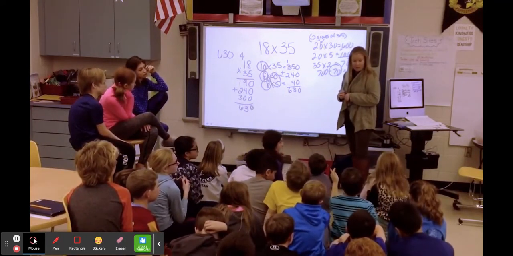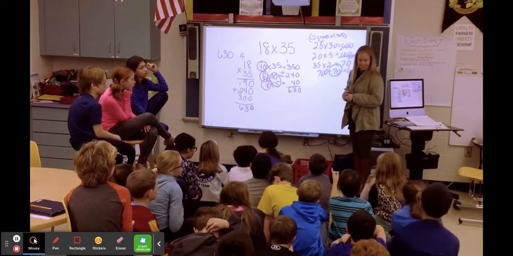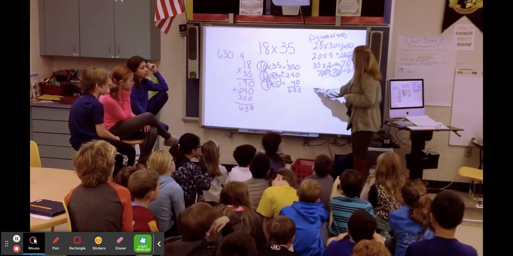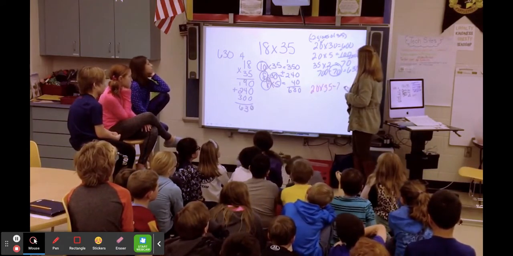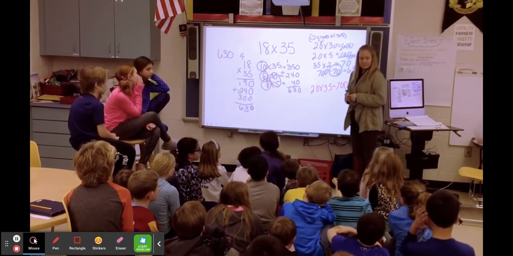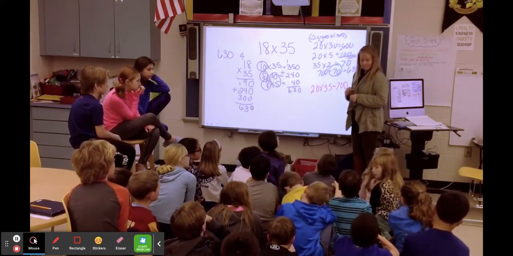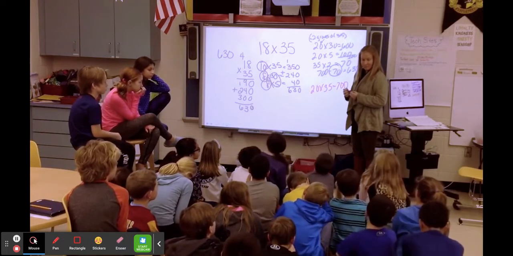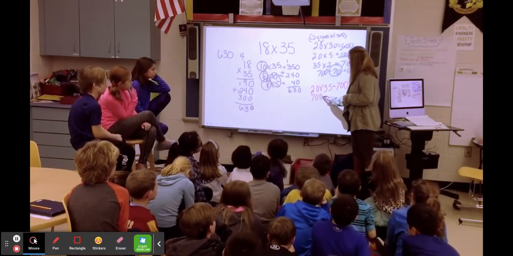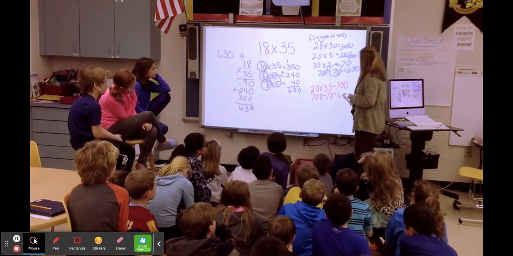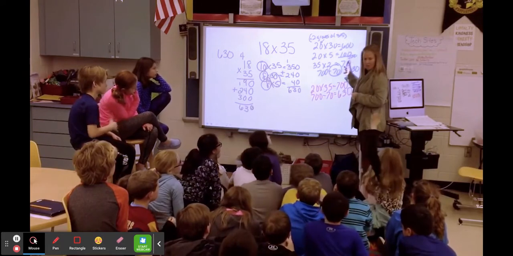I know 18 is close to 20, and I did 20 times 35, and that is 700. Then I had to take away 2 groups of 35, and 35 plus 35 equals 70, and 700 minus 70 equals 630. Do you see that the same or different than what he did up here?